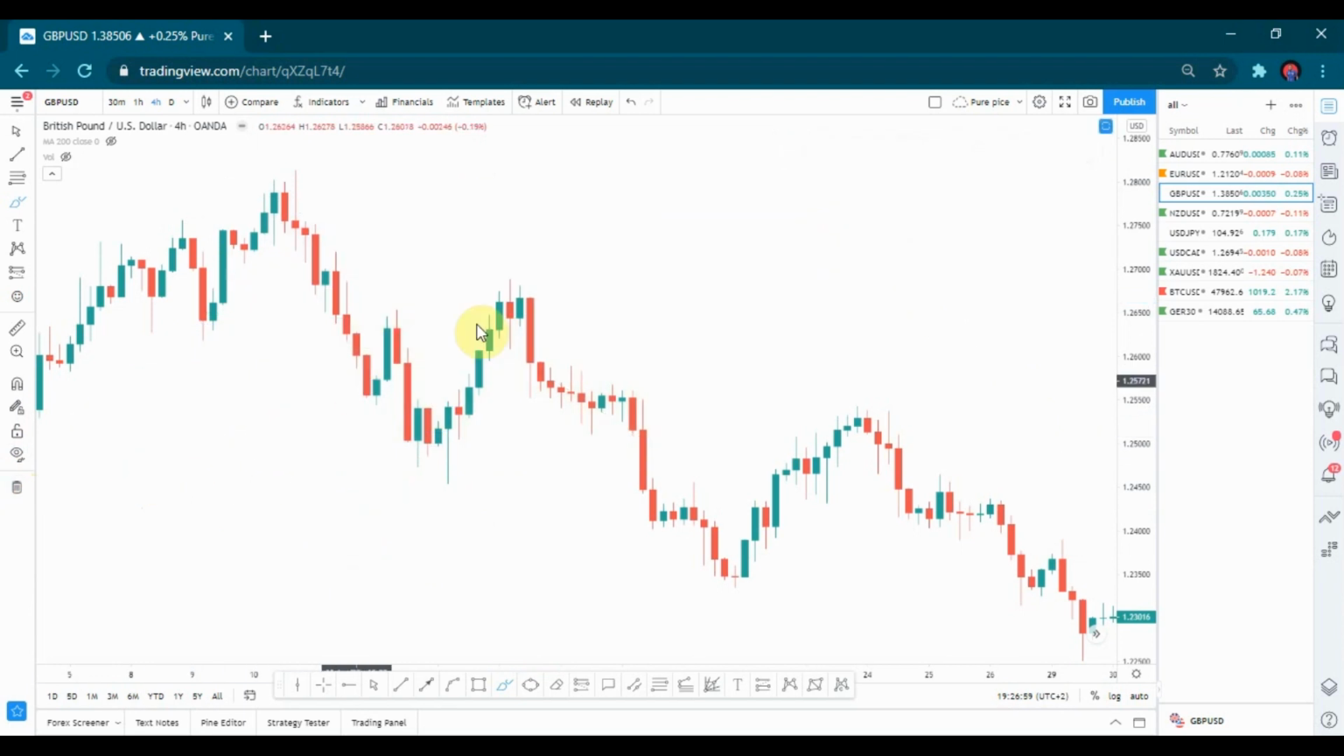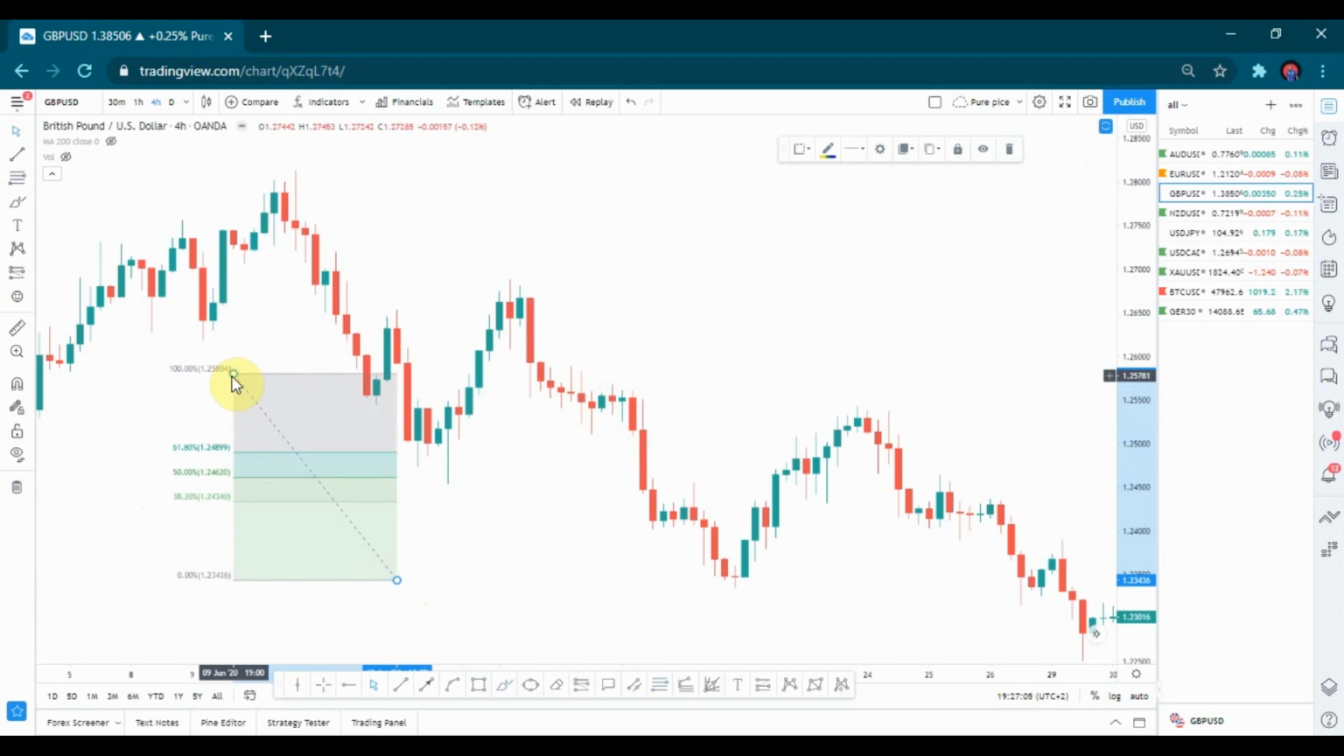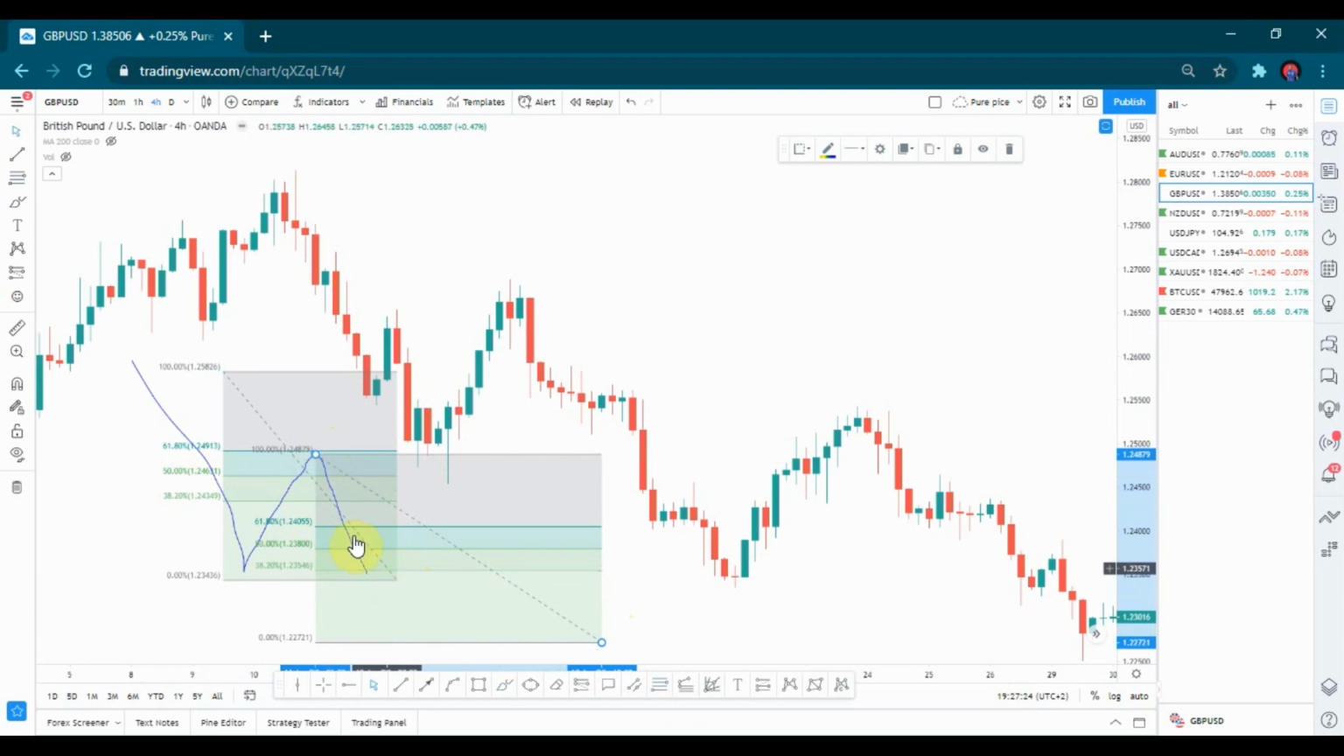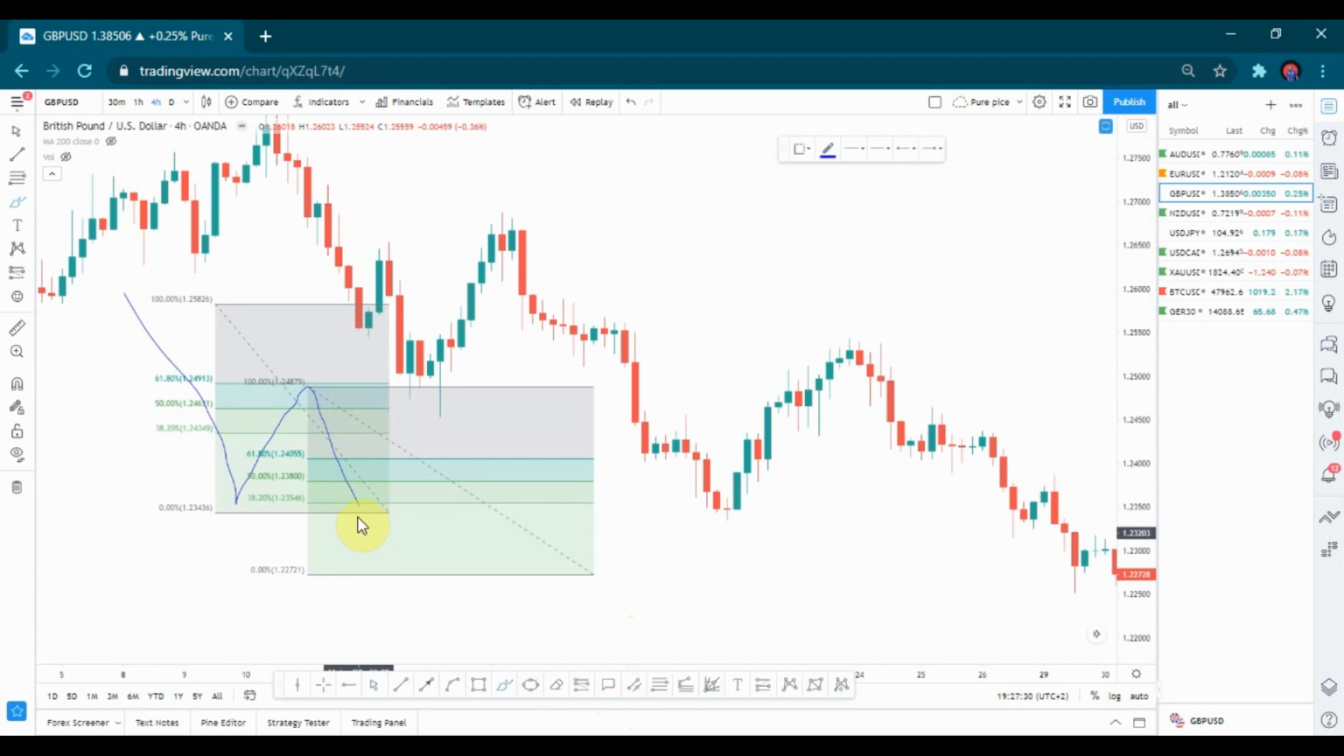Okay, let me erase here. So let's say you just put your Fibonacci, and it happens that in this case the market pushes down, goes up, and retraces at the 61% level. It goes down again, and then let's say it happens in the next move that your market moves and bounces on the zero. You put your Fibonacci, and now your price is bouncing at the 38 going down.